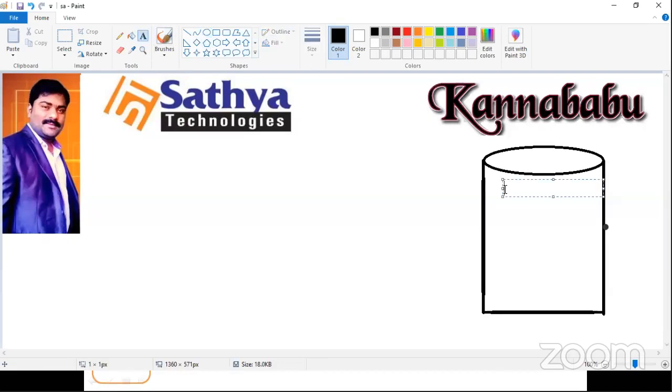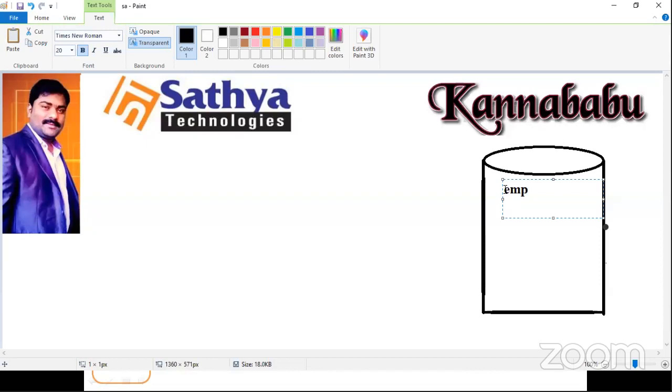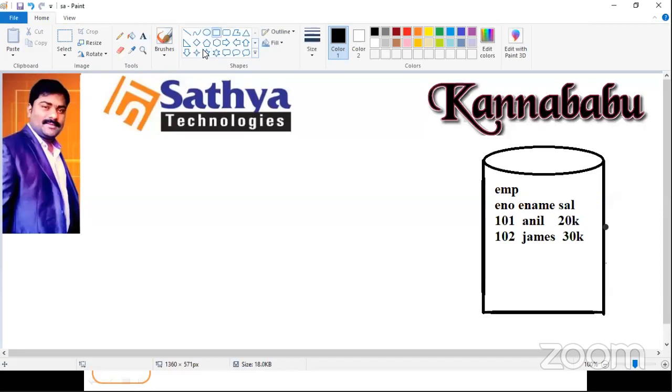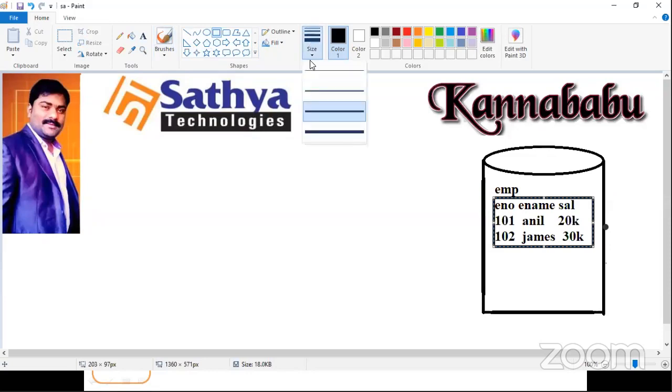For example, here I have one table with the name EMP with the columns ENO, ENAME, and salary. I think everyone knows about rows and columns. 101 Anil and 20,000. Here I'll give 102 James and 30,000, something like that. This is my database. In a database, the data will be stored in the form of a table, which is a collection of rows and columns.